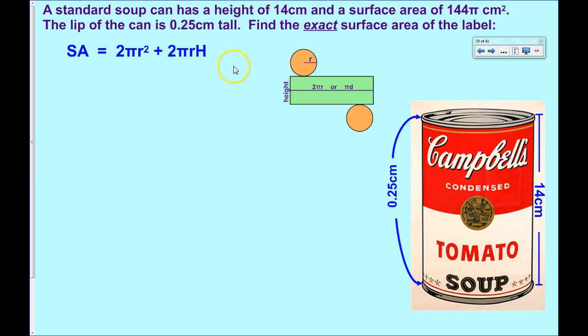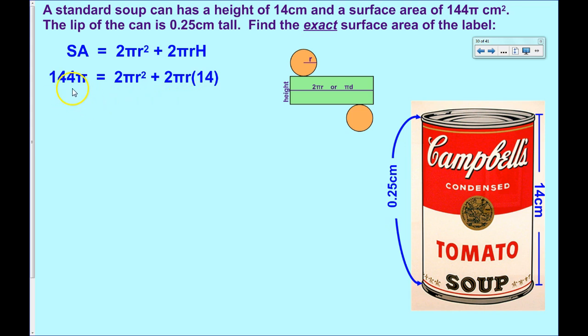We know the height and we know the surface area. So we know the total surface area for the whole can is 144 pi, and we know the height of the overall can is 14 centimeters. From there, we have to solve this for r to figure out our radius.